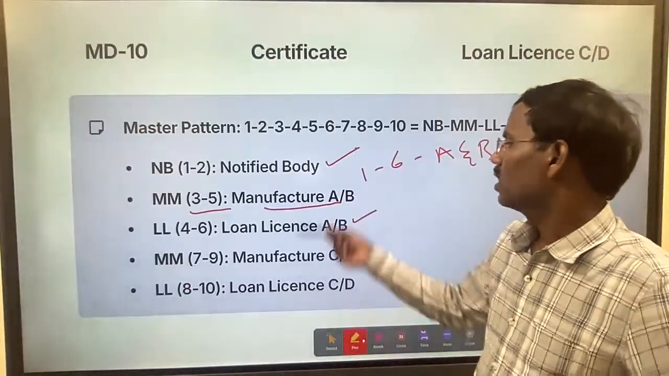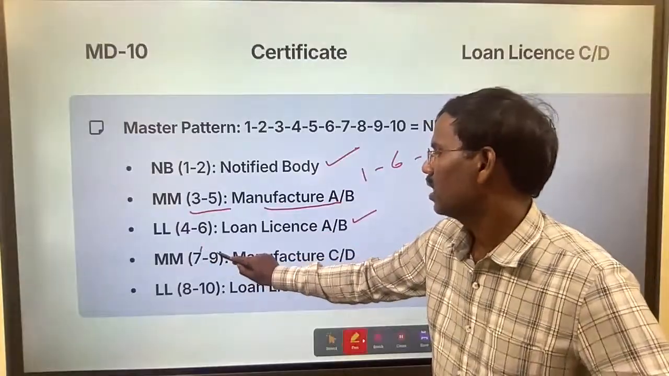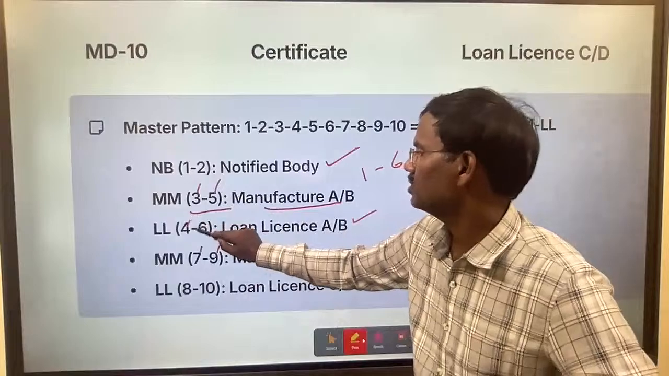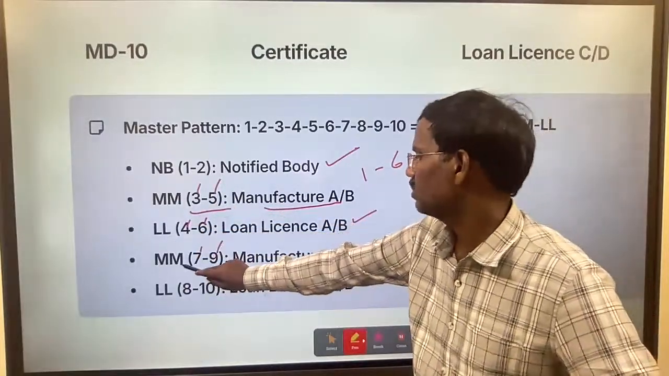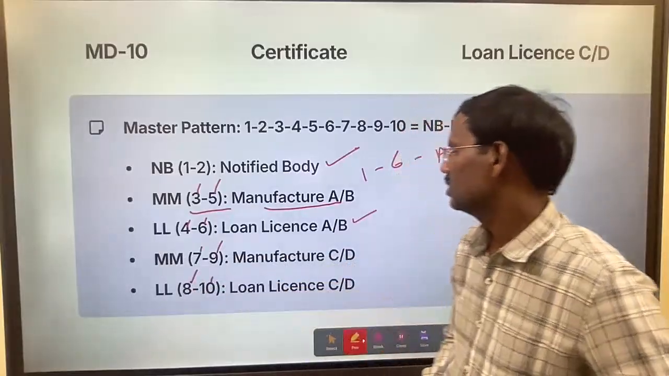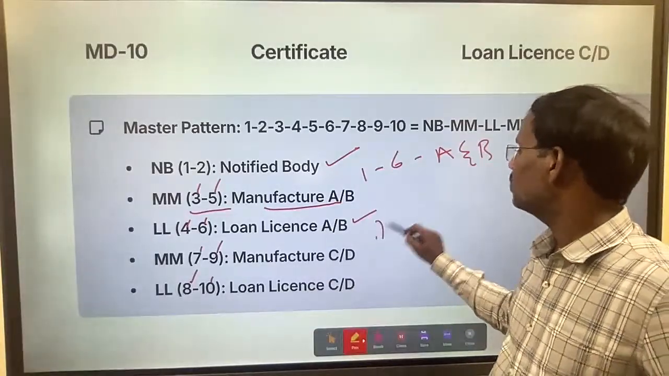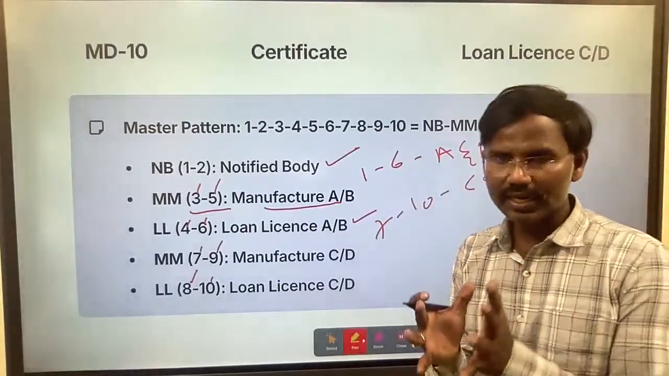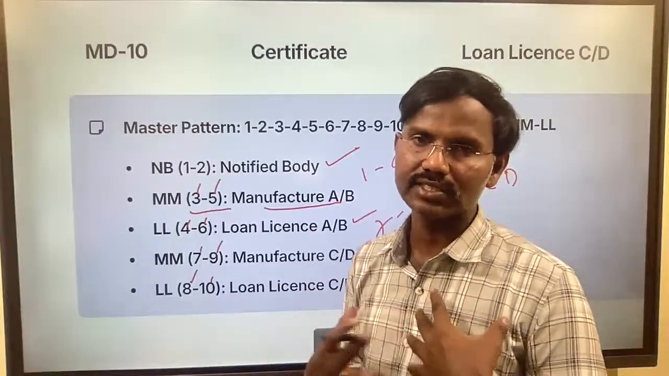Coming to 7 to 10: 7 is the application and 9 is the certificate for manufacturing, and 8 is the application and 10 is the certificate for the loan license. 1 to 6 talk about A and B, and 7 to 10 talk about C and D. These are the dangerous devices. C is critically concerned, and D is almost dangerous, like heart valves, stents, cardiac stents.